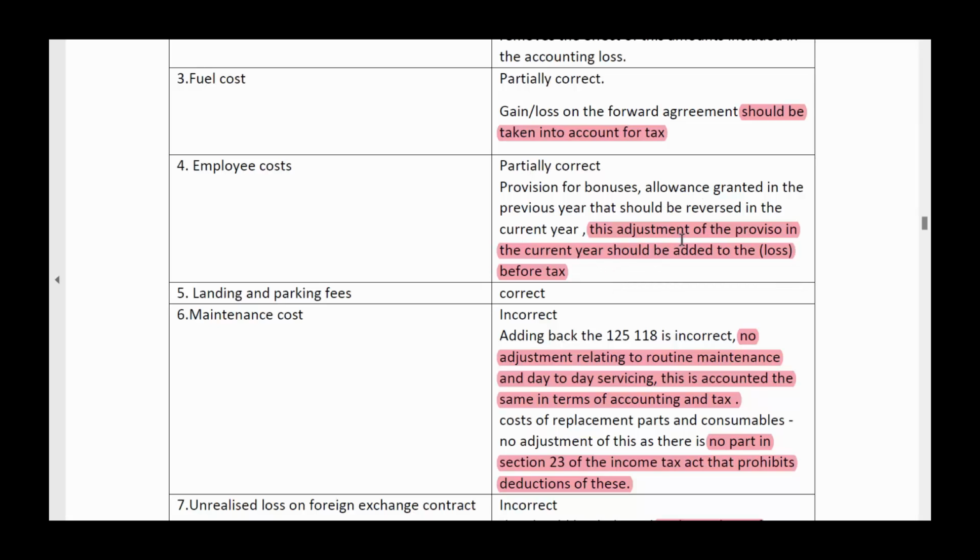Now, if you take these two together, it doesn't actually get you to the right tax treatment. It doesn't reverse the provision adjustment. Furthermore, the candidate didn't actually use any other tax principles to argue that provisions are not deductible.